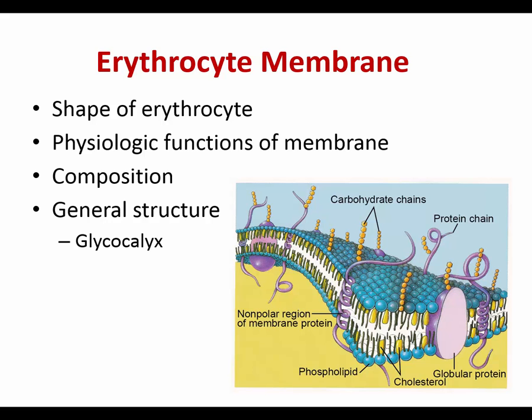Glycocalyx consists of the carbohydrates on the outer surface of red blood cells, or all blood cells, but specifically in this discussion, red blood cells. They're going to have a net negative charge. So you're going to have this negative charge on the outer part of this red blood cell, and the next red blood cell beside it is going to have the same negative charge.